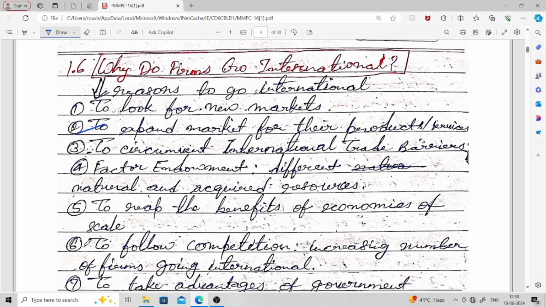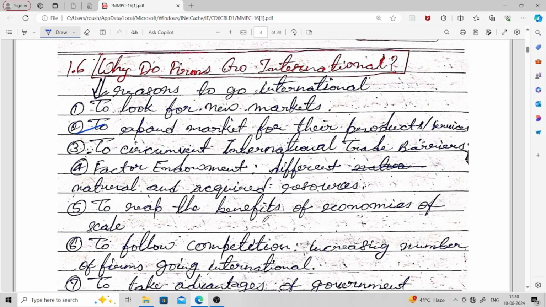Then the next, fifth, to reap the benefits of economies of scale. Whenever there is international business, the products are produced on a larger scale, so that's why there will be economies of scale.